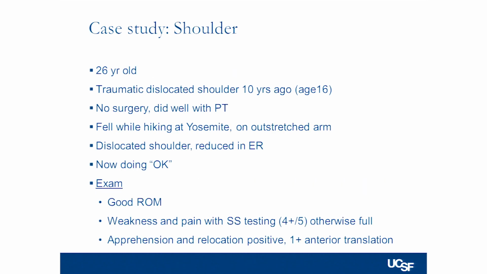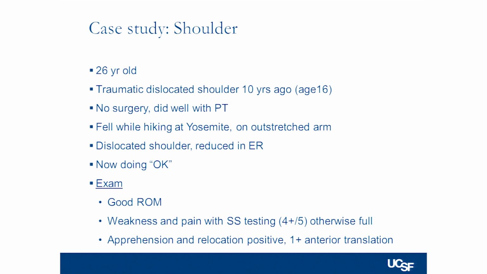So we got a little bit more time. I'm going to go. This will be our last case. Instability. 26-year-old dislocated his shoulder 10 years ago. He was 16 when he first dislocated it. And he didn't have surgery, did well, but then recently had an obviously traumatic injury falling while hiking, landed on an outstretched arm, clearly dislocated his shoulder, got relocated, and he's come back in, and he's doing okay, quote unquote.